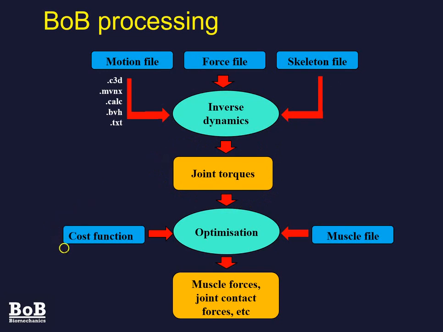We then need to decide on a cost function, basically how the muscles are behaving, and we need to know characteristics of the muscles themselves in terms of the individual strengths, for example, of the various muscles. This is fed into an optimization process which minimizes the cost function, and from this we can generate the muscle forces and the joint contact forces.